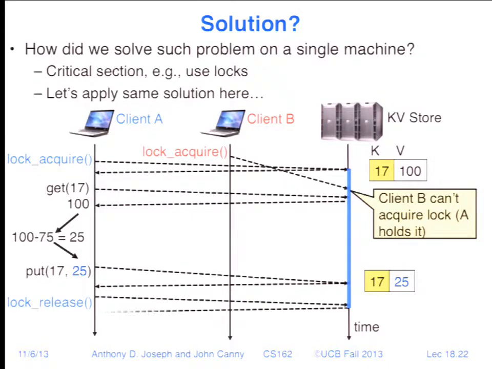So once they get it back, they probably want to do a get there to verify that it happened. Once they're satisfied that it's happened, they can release their lock. It'll be clear, and now client B can acquire it. So how does B figure out, though, that this has all happened?